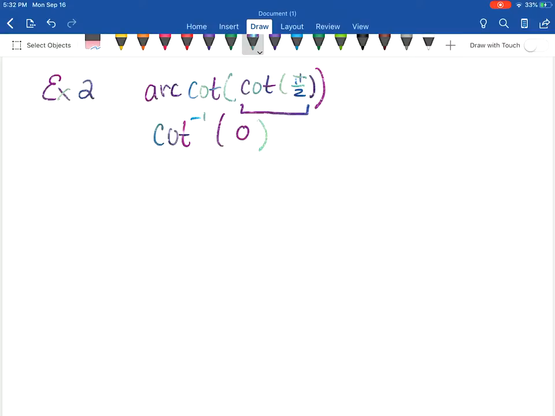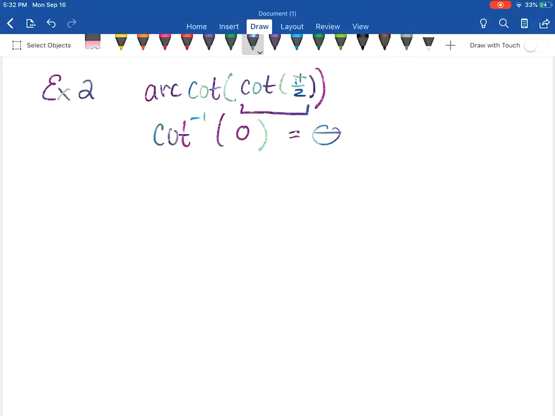And because this is the inverse cotangent, what we want to get out is an angle. For inverse trig functions, we're plugging in the ratio and we're getting out an angle because we switch our inputs and our outputs with the trig functions.